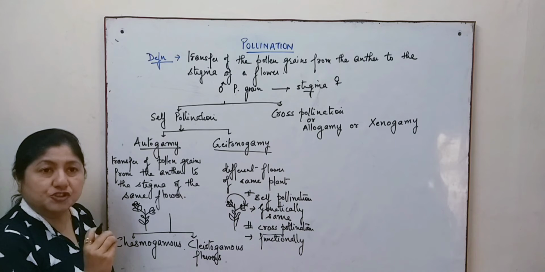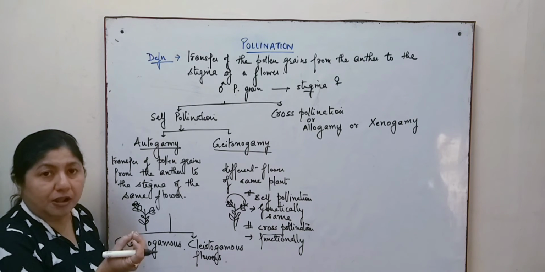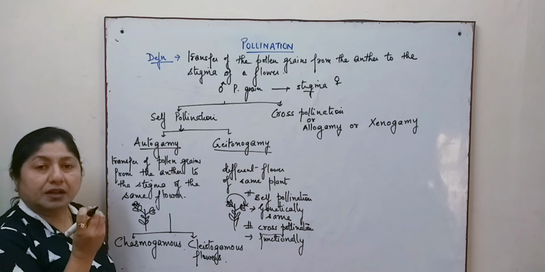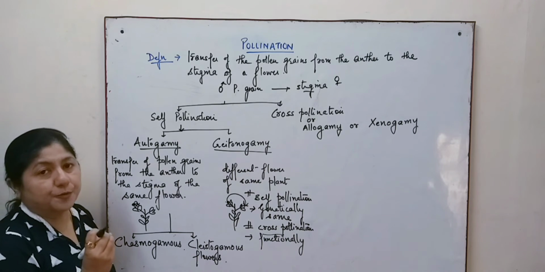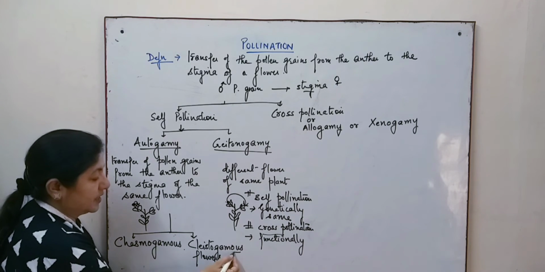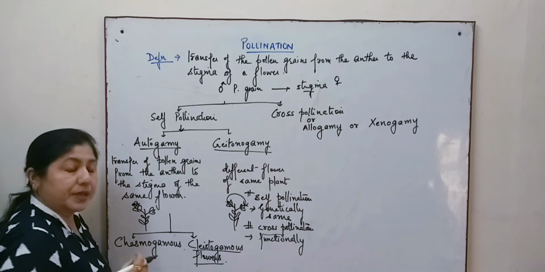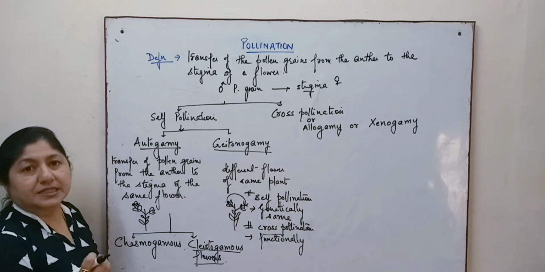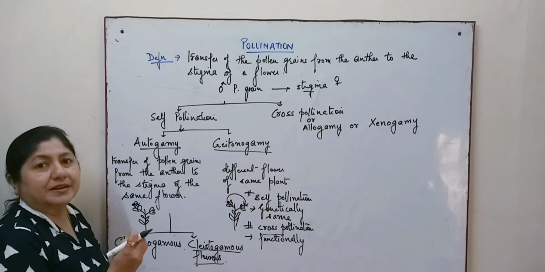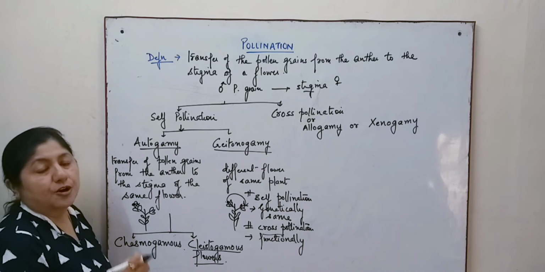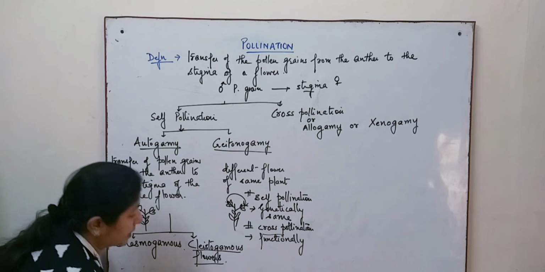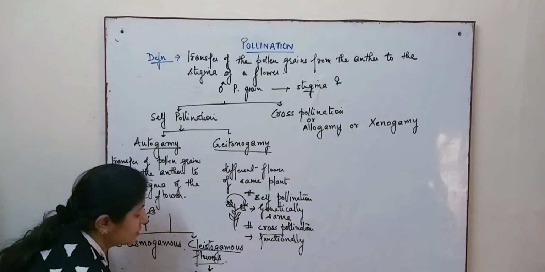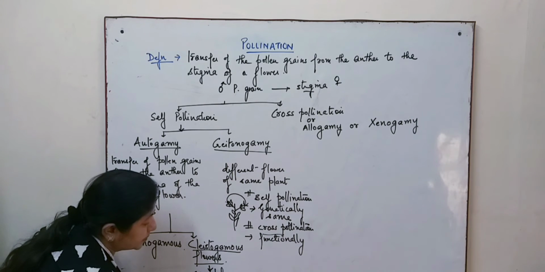So because the flower is not opening at all, complete 100% seed set formation takes place in the cleistogamous flowers, because here the pollen grains are not wasted, but are directly utilized for pollination and bringing about the fertilization. So the cleistogamous flowers will always have a complete seed set formation.